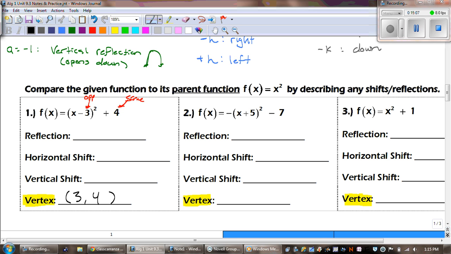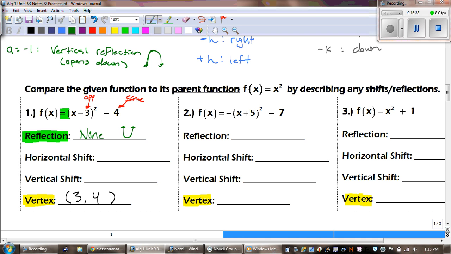Okay, so the next thing we're going to look at is I'm going to look to see if there's a reflection. And that's where I look at the number in front of the parentheses. Is it positive or is it negative? Okay, it's positive, which means that there is no reflection. And just so I know, that means it's going to open up.